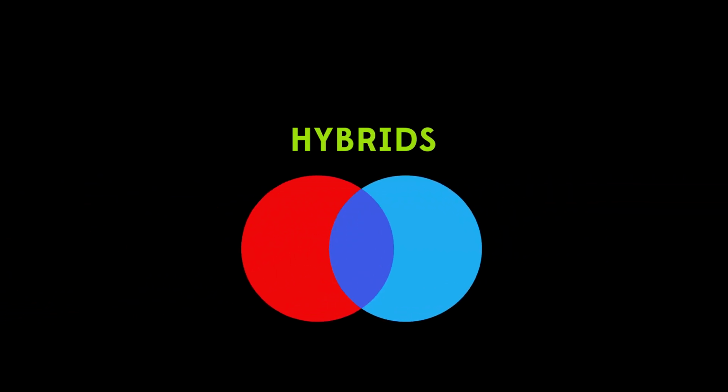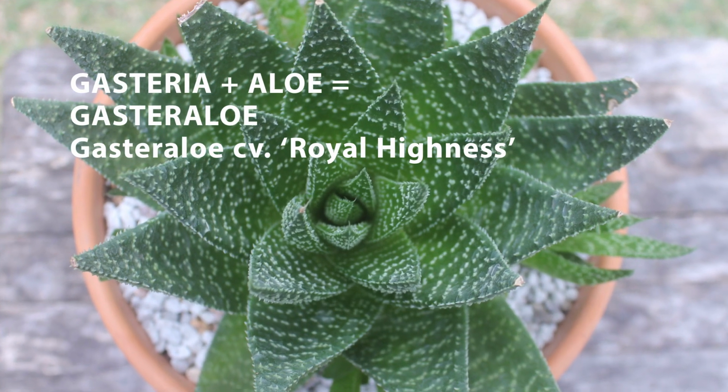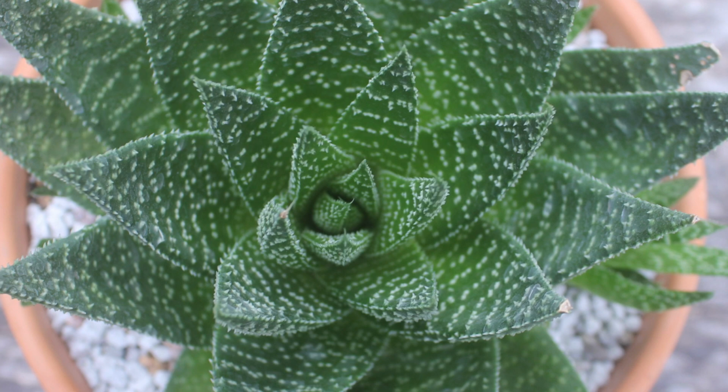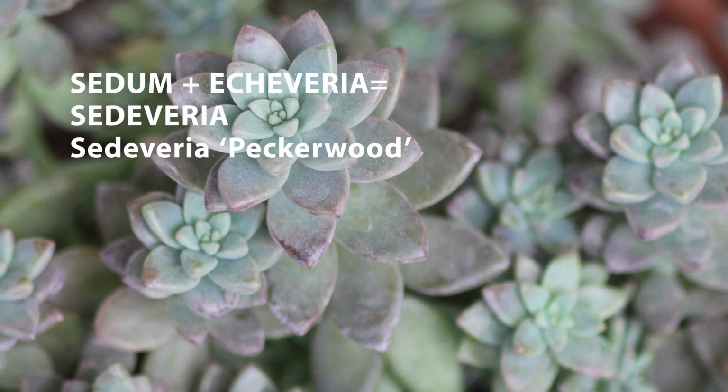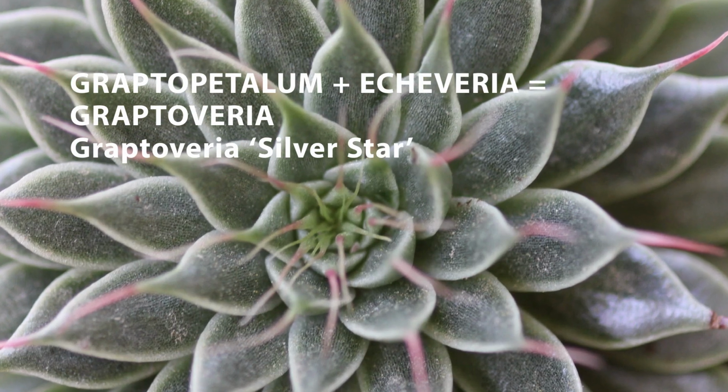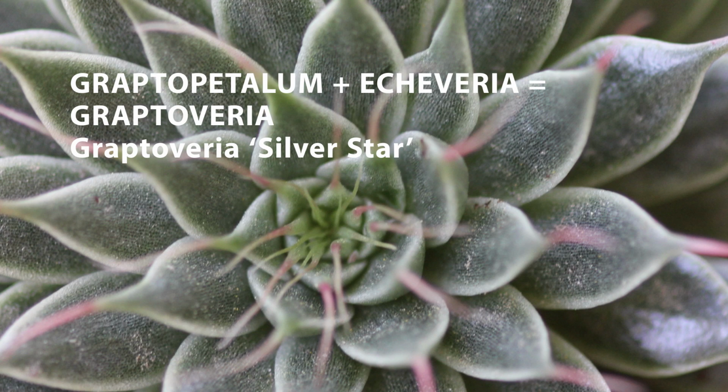Hybrids can be a cross between plants of two different species, varieties, and also two different genera. Genera is the plural form of genus. Like Gasteraloe is a cross of Gasteria and Aloe, Sedeveria is a cross between Sedum and Echeveria, and Graptoveria is a cross between Graptopetalum and Echeveria.